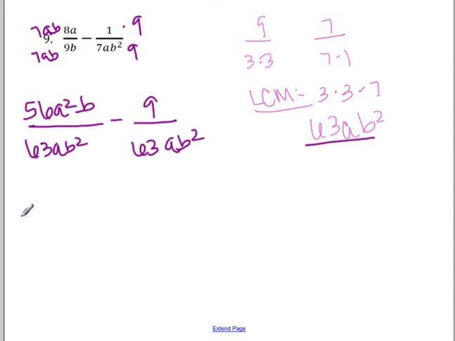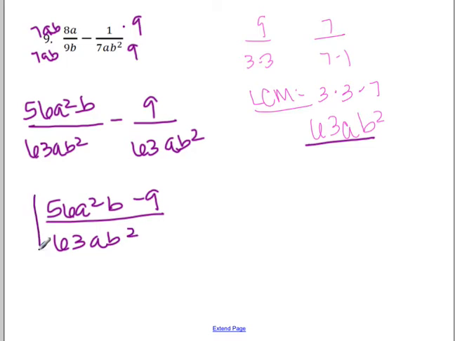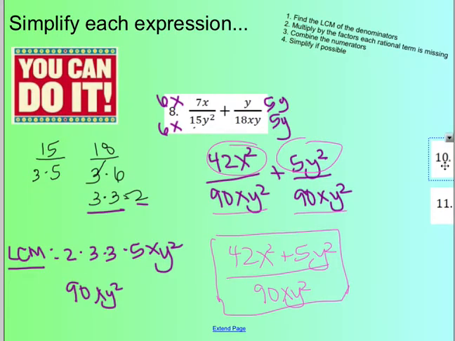Okay, so I would combine them. I would have 56 a squared b minus 9 all over 63 ab squared. There would be my final answer. Once again, confirming or double checking that my numerator will not be able to be combined or any of that. So we are good there. Moving on to example 10.